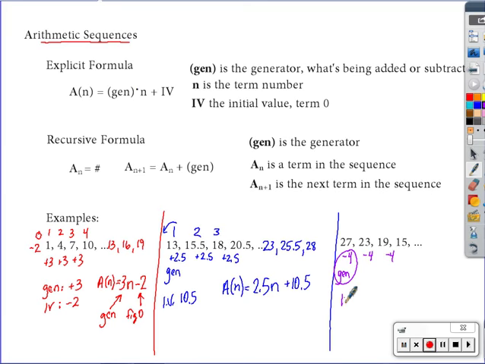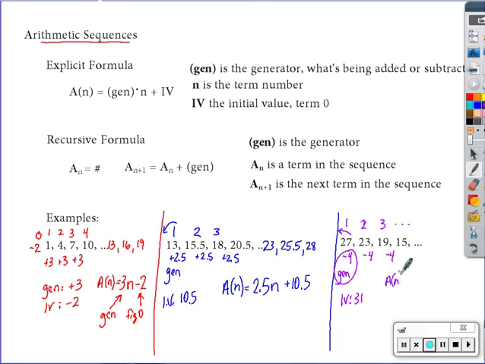If I need my initial value, which I do, to write the explicit formula, I would have to go backwards one time from 27 because 27 is my first term, 23 is my second, 19 is my third, and so forth. So to go backwards from minusing 4 would require that I add 4. So my initial value in this sequence is 31.